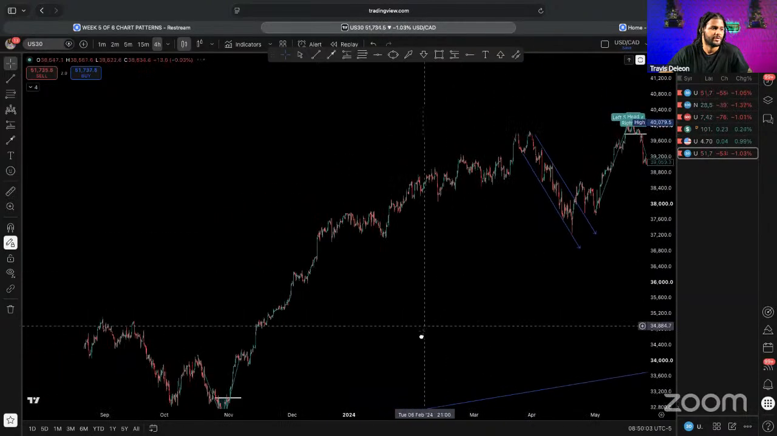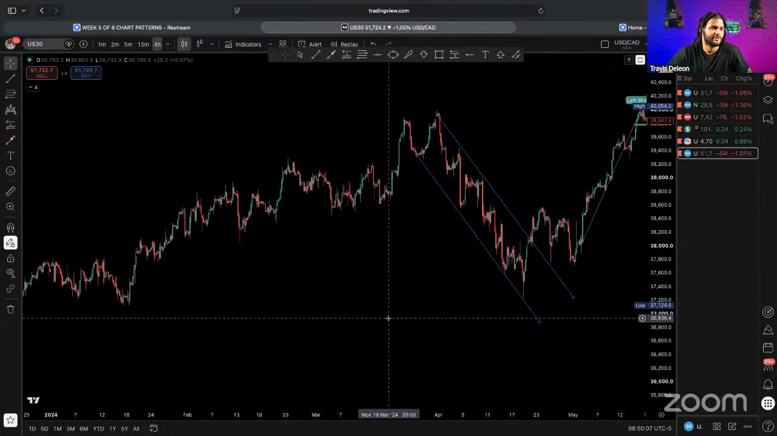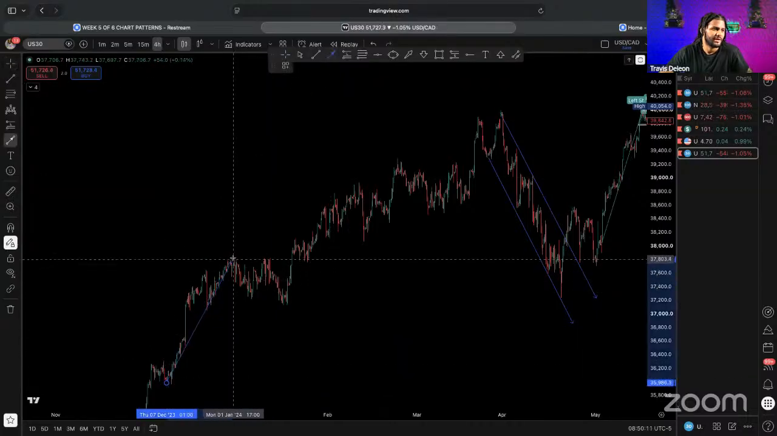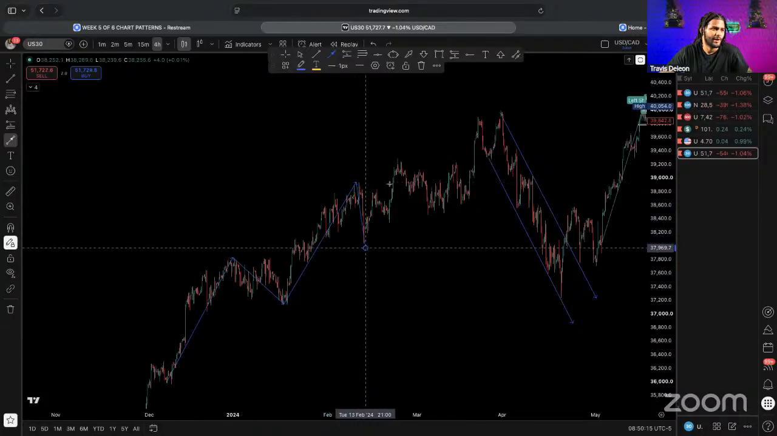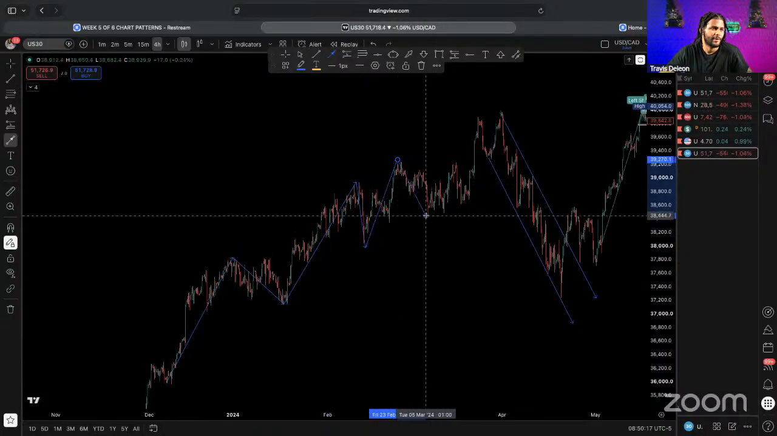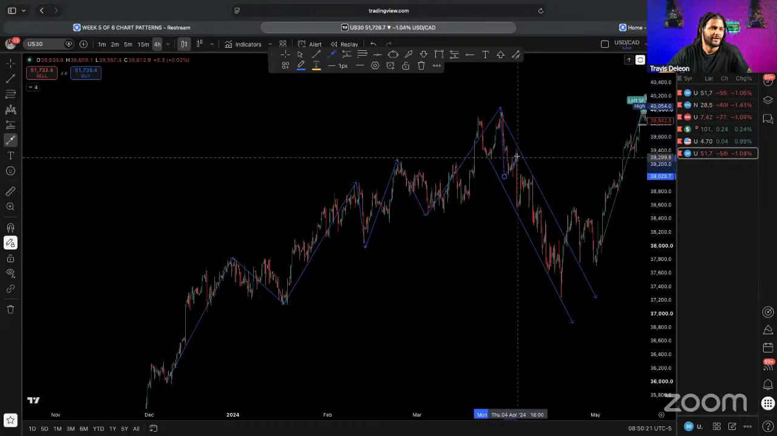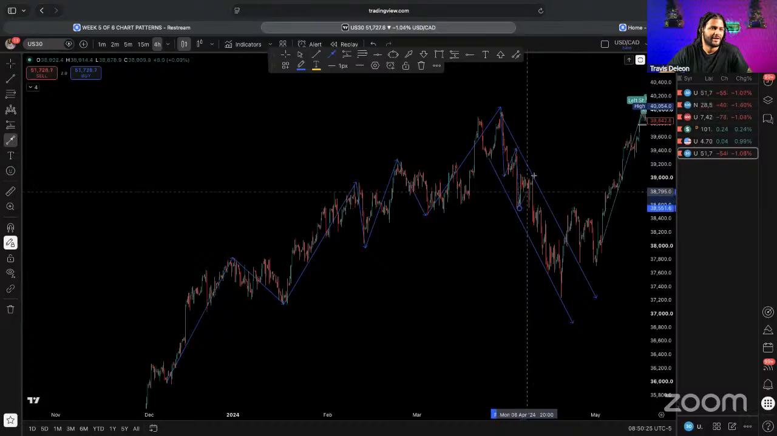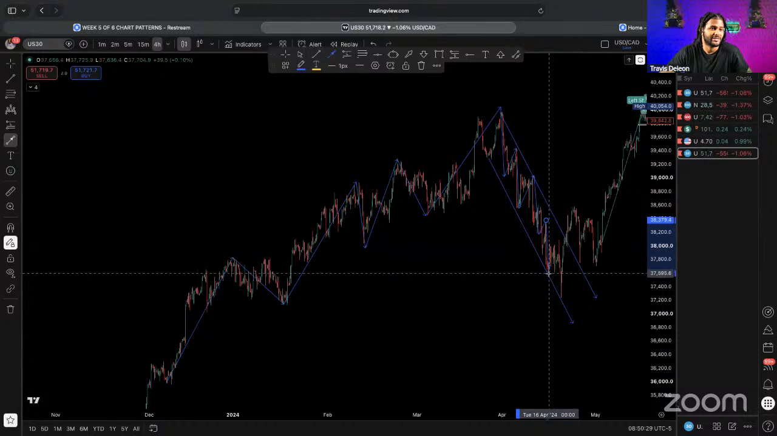So here we have it again, where price is trading in an uptrend. Price is trading in an uptrend. We have higher high, lower high, higher high, lower high, higher high, lower high, and then a higher low, lower high, higher low. So we see the trend change.